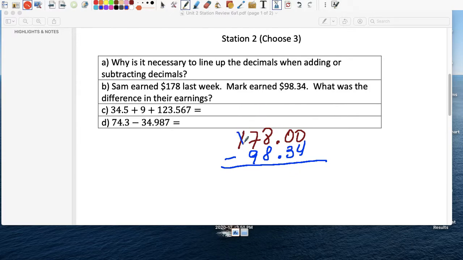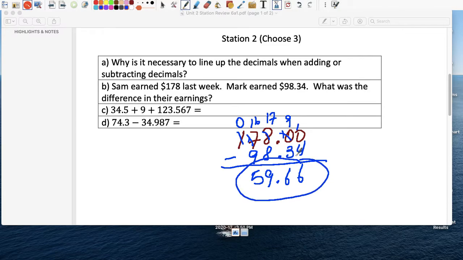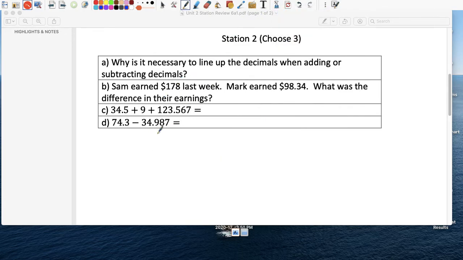So let's borrow. A lot of borrowing here. 10 minus 4 is 6. 9 minus 3 is 6. 17 minus 8 is 9. And 16 minus 9 is 5. So how much more did he make? It's $59.60. Please, please, please use your calculators to check your answer. Okay, you have to check your answer.